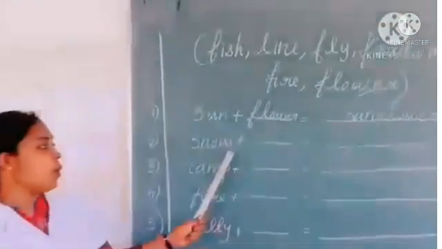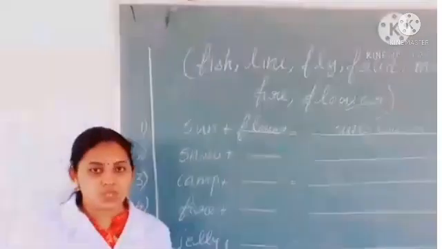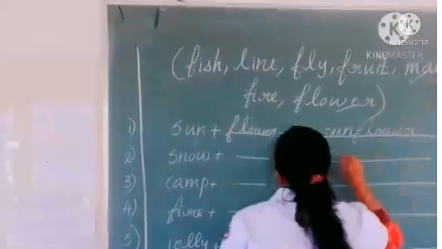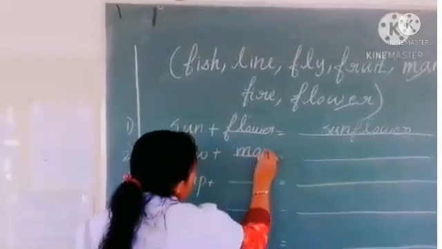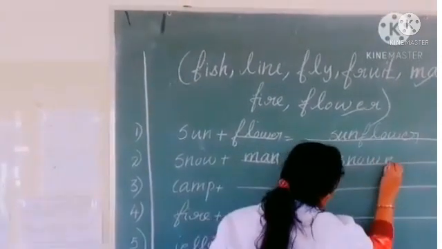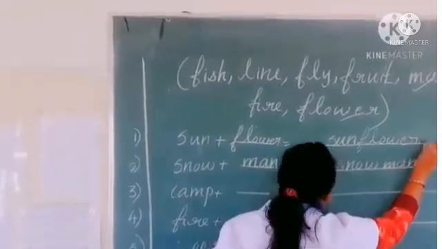Next one, snow plus dash equal to dash. Snow plus man. Snow plus man, it forms the word snowman. Is it right, children? Yes.